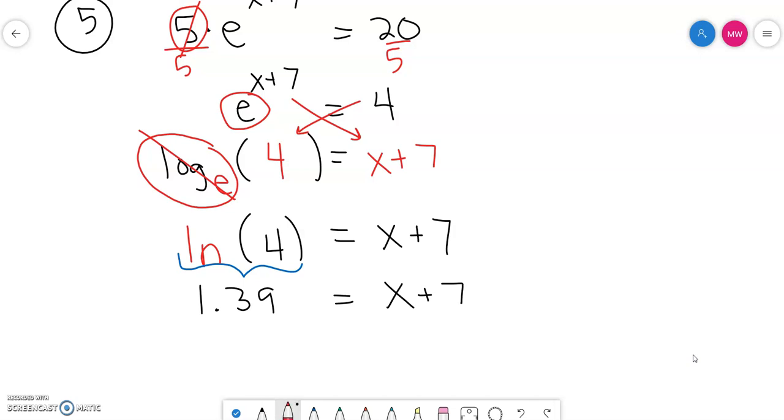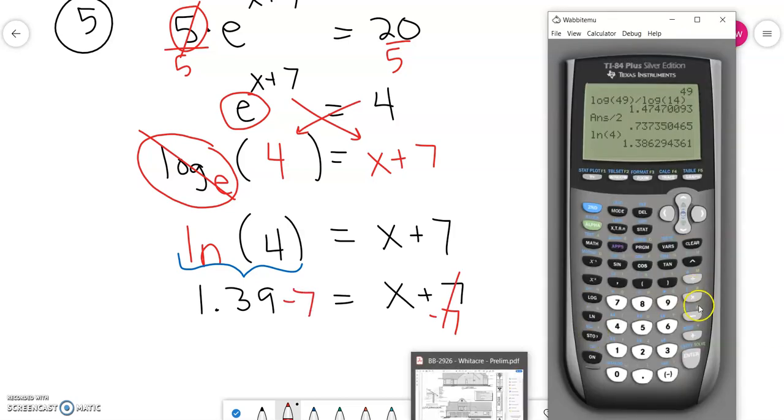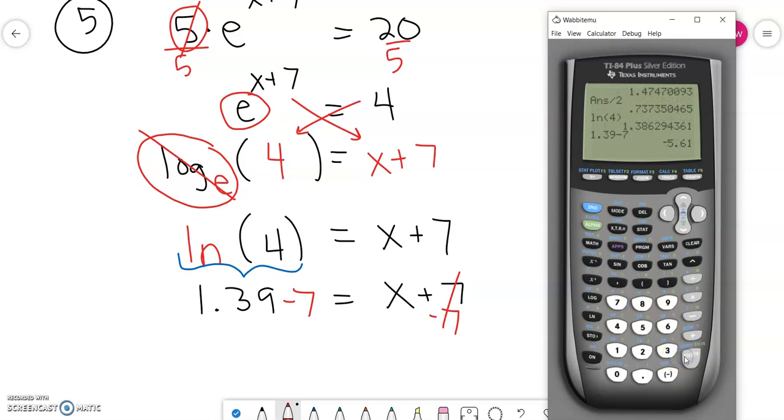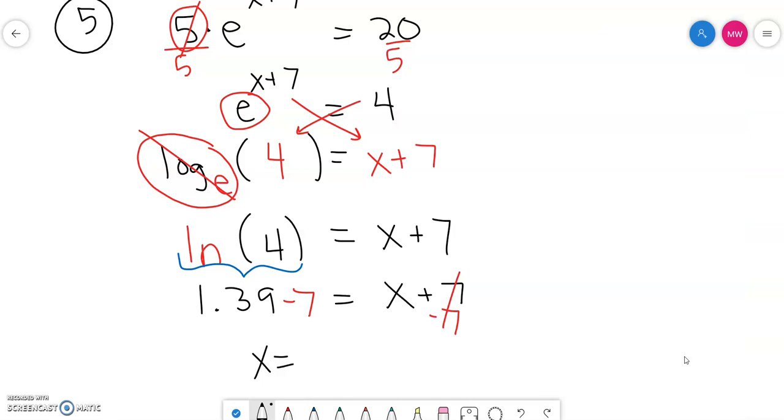And of course, I need to move that 7 over. To get x by itself, I'm just going to subtract 7 on both sides. So 1.39 minus 7 is negative 5.61. So x equals negative 5.61, and that would be our final answer there.